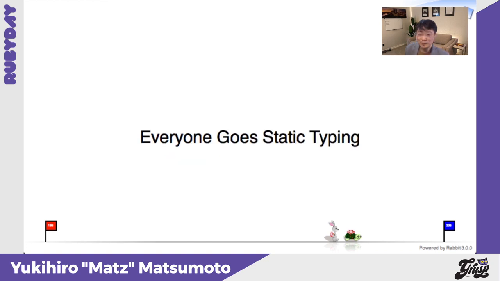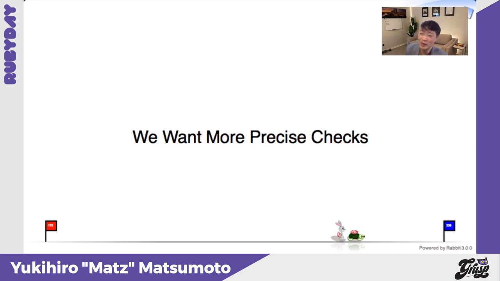Everyone seems to go static typing. So the question is, shall we? Should Ruby go to static typing? I don't think so. We don't want types. We don't want declarations. We want more precise checks. We want to detect error areas, and we want code completion like VS Code does. Static type checks are okay if we don't have to write type declarations.